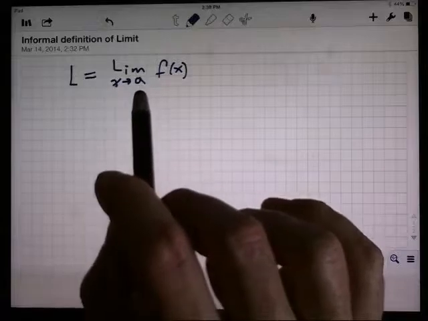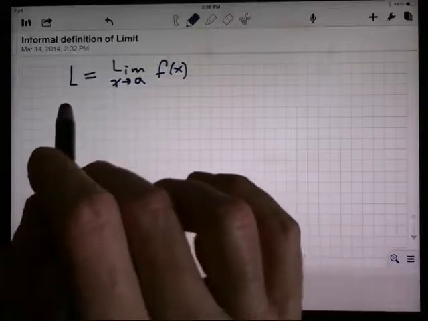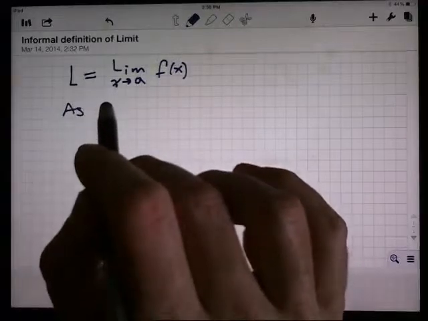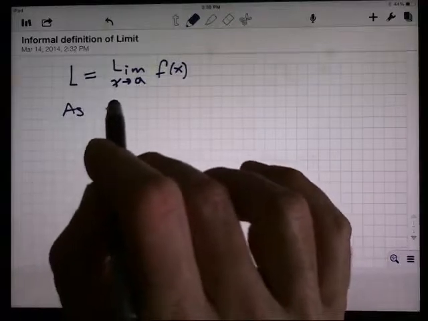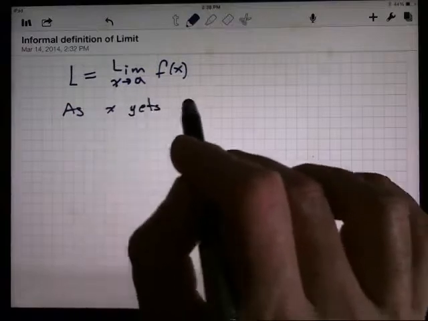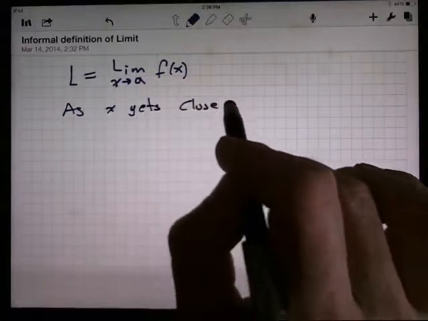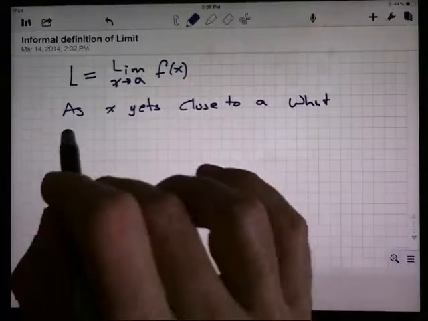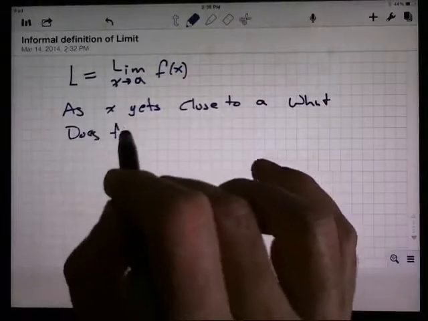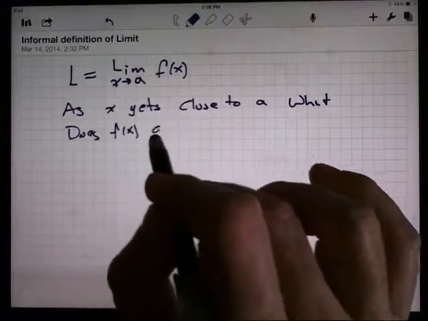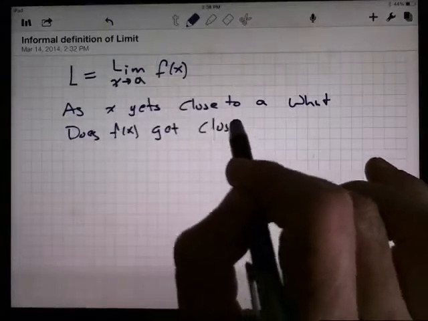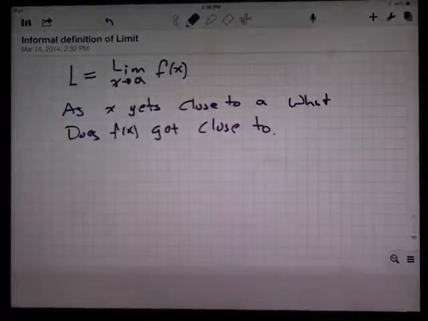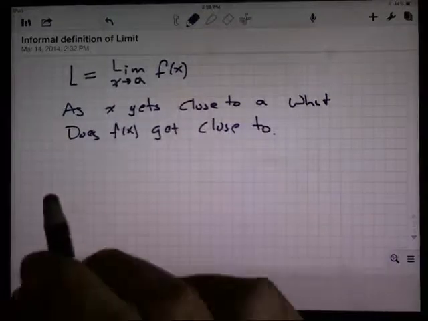So as x gets close to a, what does the function value get close to? As x gets close to a, what does f of x get close to? Now, get close is a very unmathematical term, right? And we're going to have to somehow quantify this.